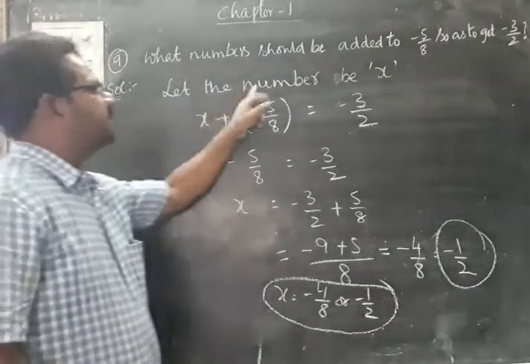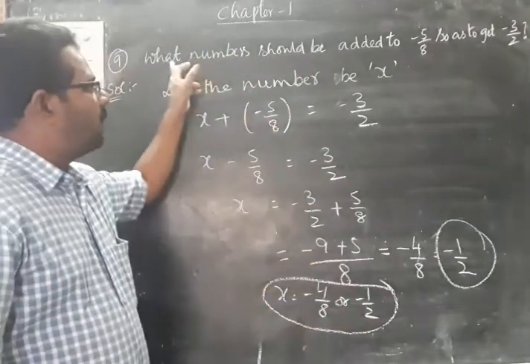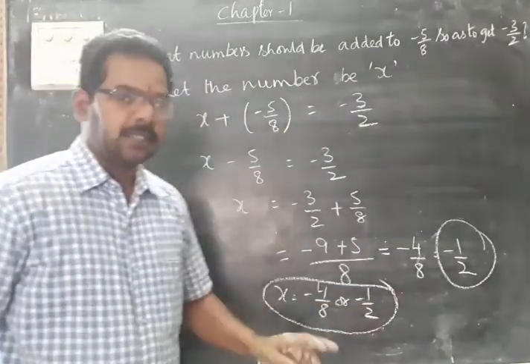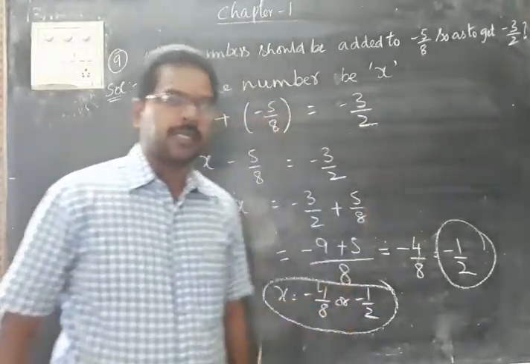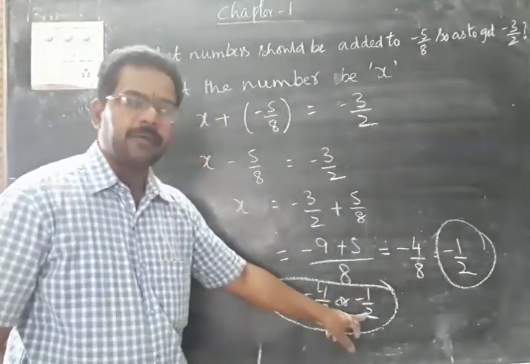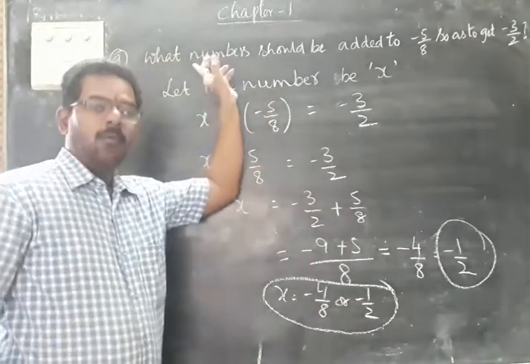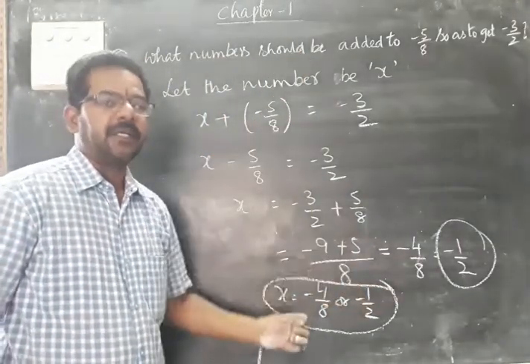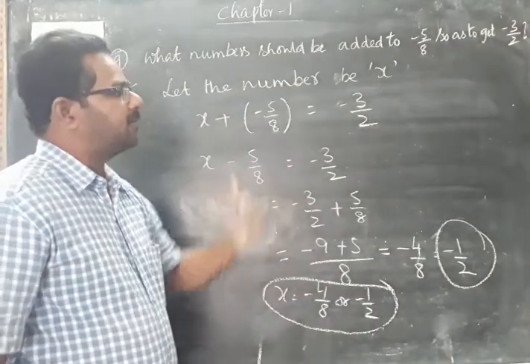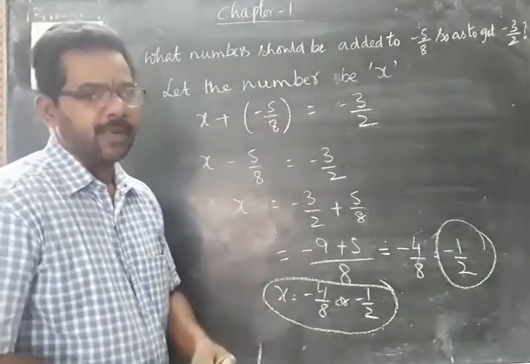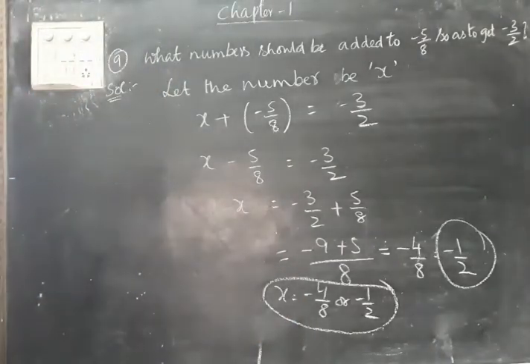So the required number is equal to, that's why, what number should be added? That means if you add minus 4 by 8 to this number, you can get that answer. Otherwise, if you add minus 1 by 2 also, you can get the same answer. That's why they have given in the question, what number should be added? Here we got two numbers. So two numbers we can add to minus 5 by 8 to get minus 3 by 2. Okay, understand? Please note down.